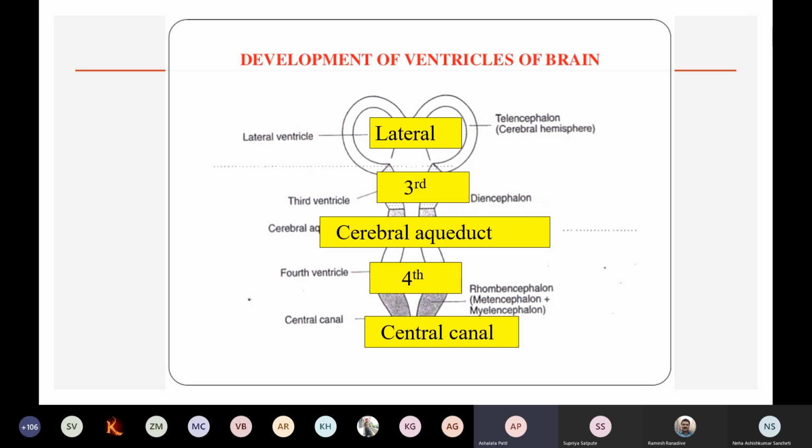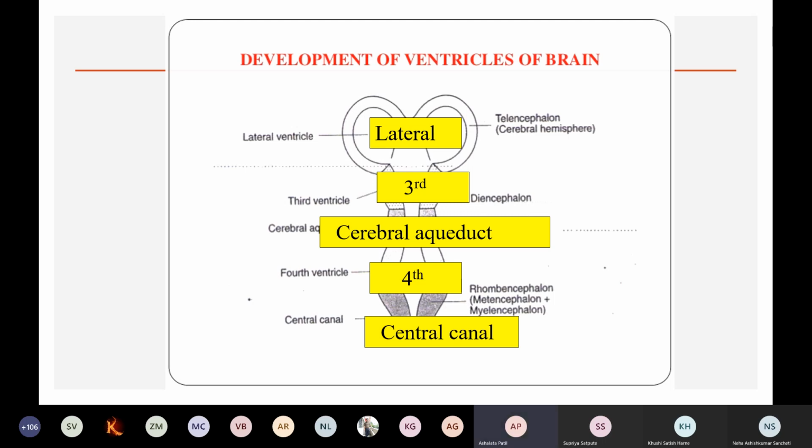Now this neural tube has a cavity because it is a hollow structure. What is the fate of the cavities of the neural tube, the brain vesicles and spinal cord? They form the ventricles of the brain, which are filled with CSF. What is the cavity of the telencephalon? The two telencephalic vesicles arise from the prosencephalon on either side, and they form the two lateral ventricles. The original cavity of the prosencephalon, which forms the diencephalon, forms the third ventricle.